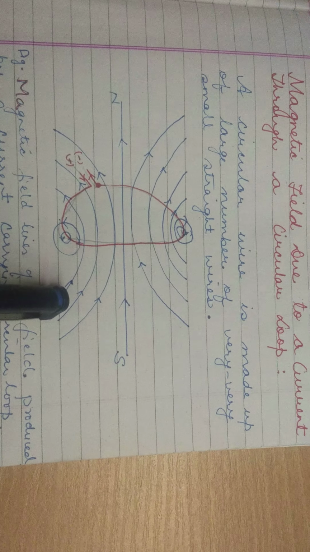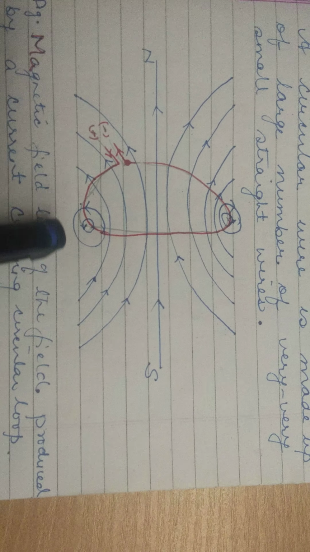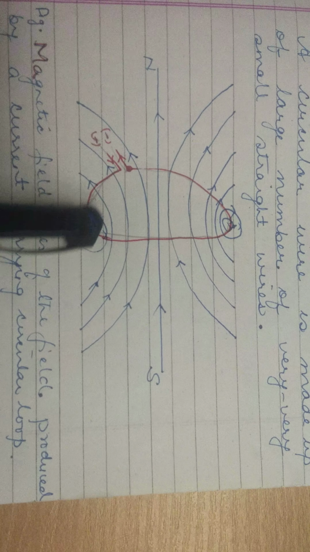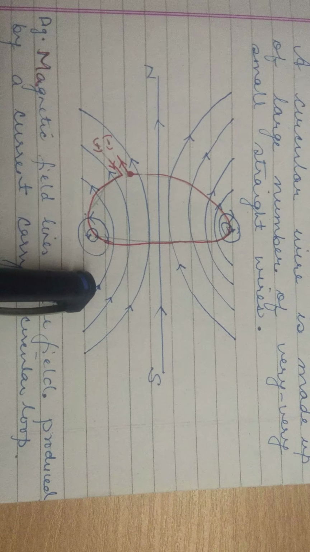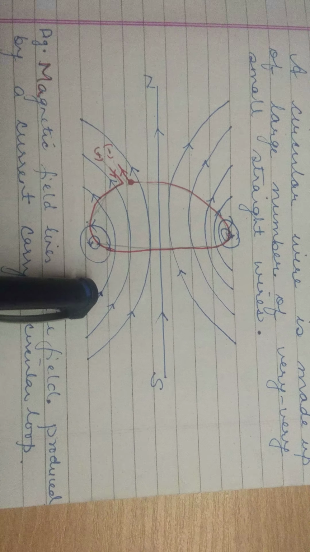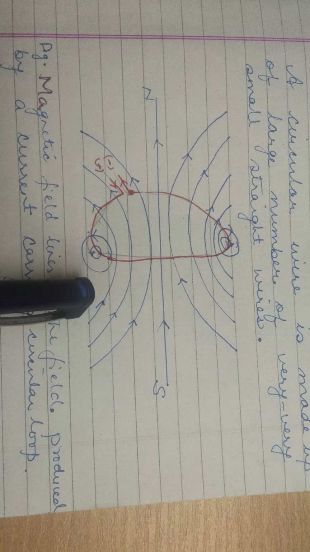So you can see from the figure that the magnetic field lines are the field produced by a current carrying circular loop. The magnetic field due to circular wire carrying current is more than the magnetic field due to a straight wire carrying the same current.